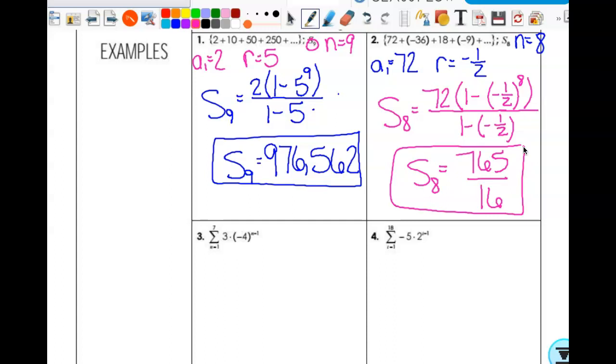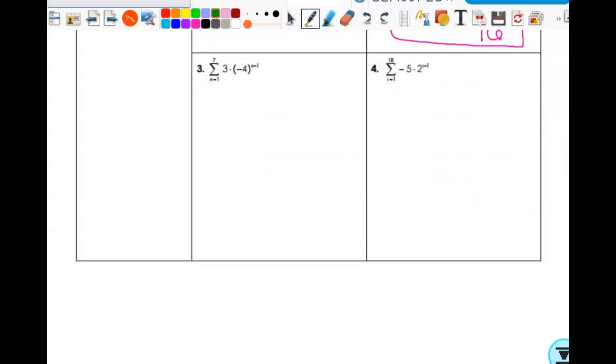All right, let's look at number 3. This symbol here, what is this? Sigma. Okay, that means it's your summation notation, right? So here, what is n going to be? No, it's not 1. 7. N is 7.